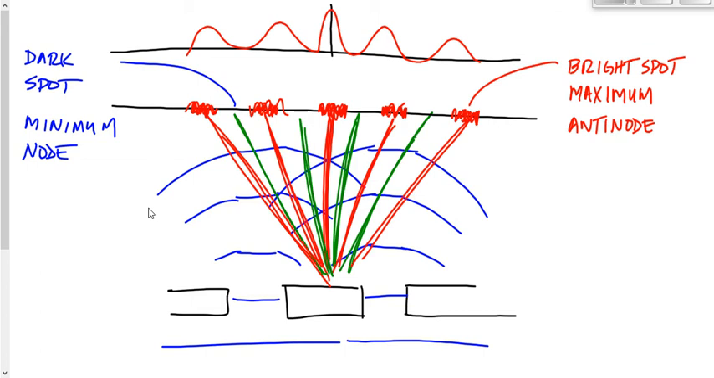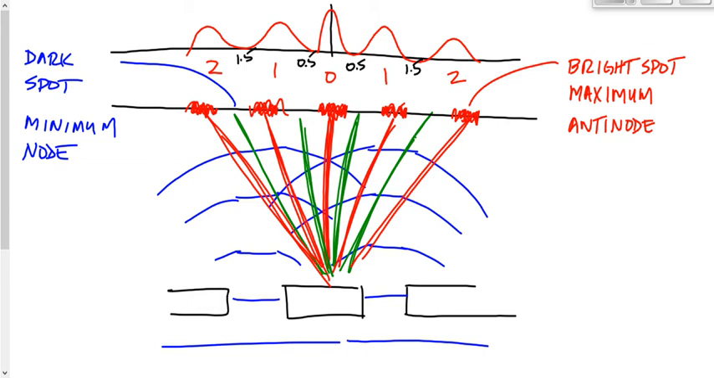as having a central maximum or zero order maximum, a first order maximum right here, a first order maximum symmetrical on the other side, a second order maximum, and so on. We don't usually label the minima, but if we did, we would label this one as 0.5. The first minimum is 0.5. The second minimum is 1.5. And of course, the same thing on the other side, right?